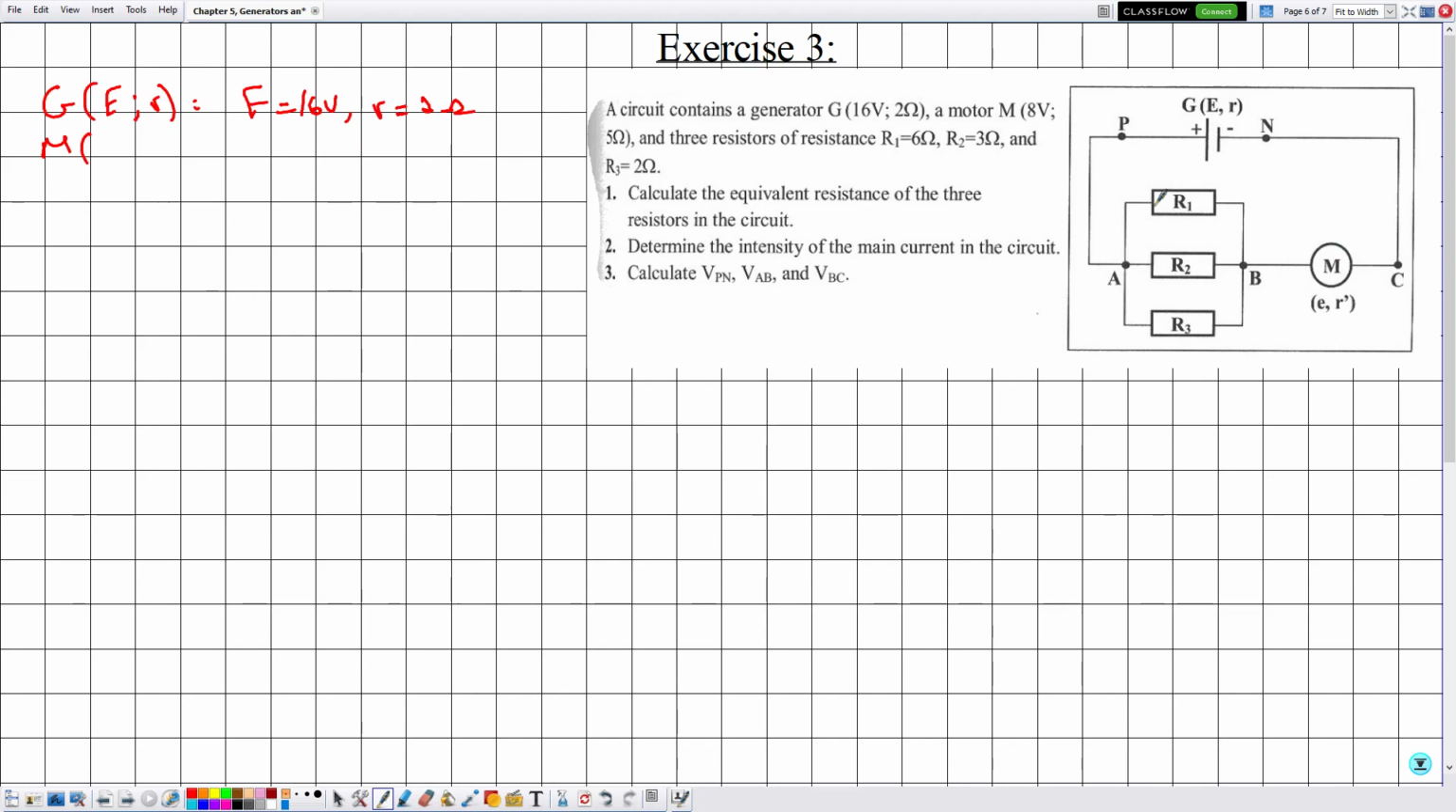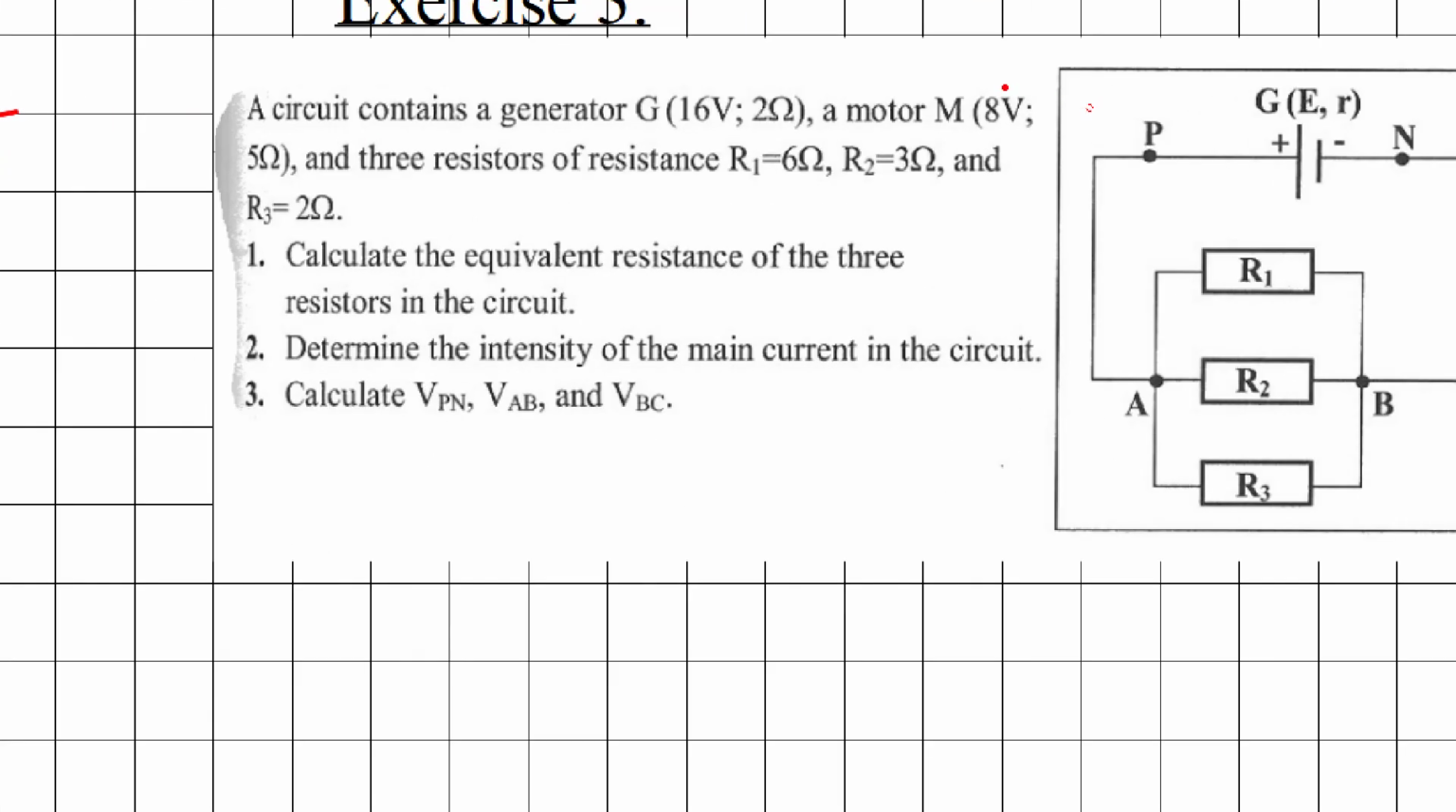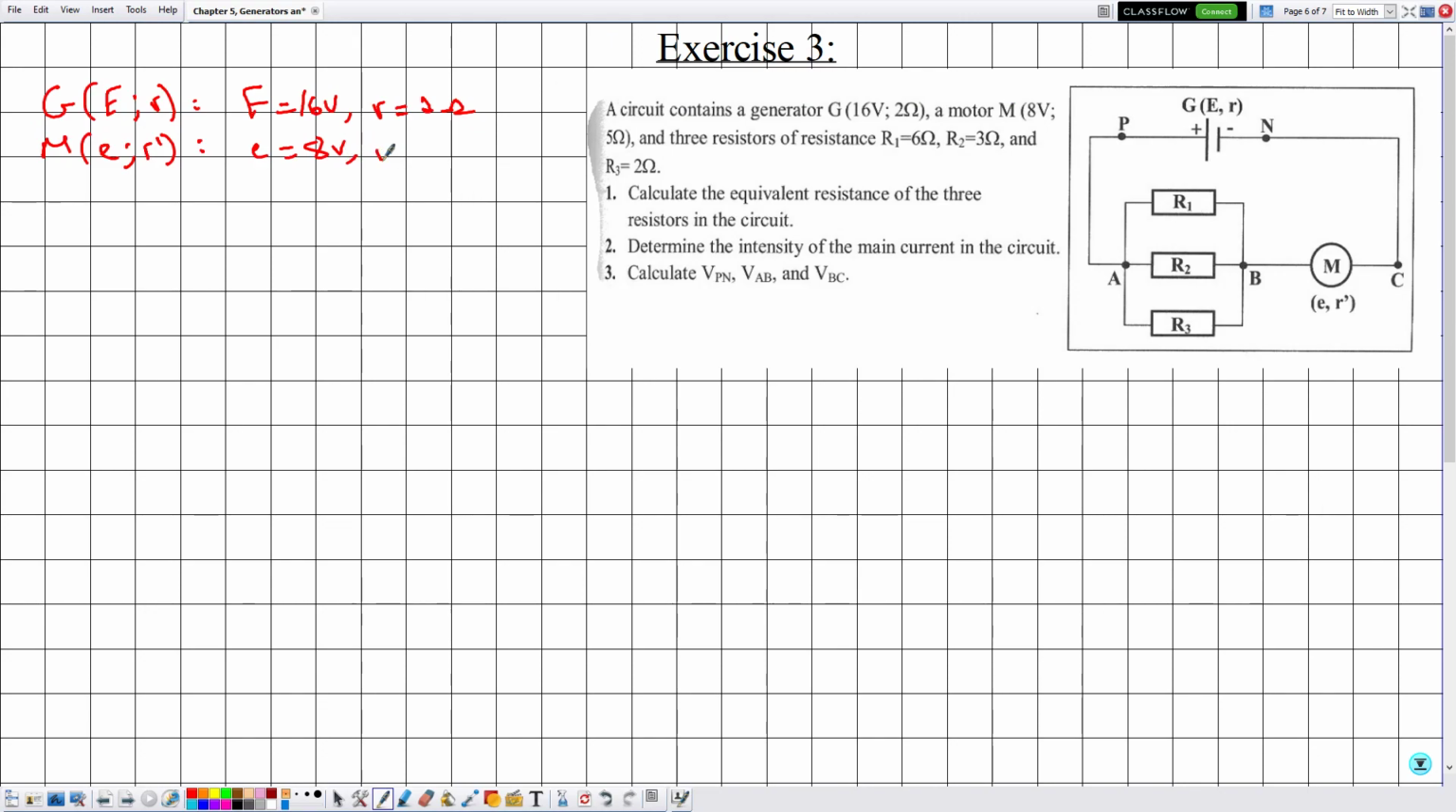Now we have that the motor is characterized by the back electromotive force and the small internal resistance R prime. So we have that the back electromotive force E prime is given by 8 volts from here, and the value of the internal resistance is given by 5 ohms. Okay. Now recall that this is a generator because it's mentioned so, and we know that the motor is a receiver. It transforms electric energy into mechanical. Now R1 is given by 6 ohms, R2 is equal to 3 ohms, and R3 is equal to 2 ohms.